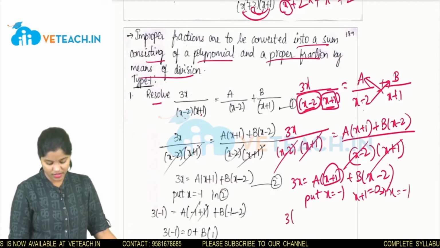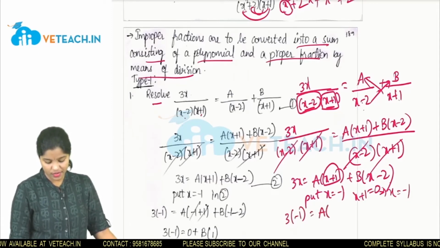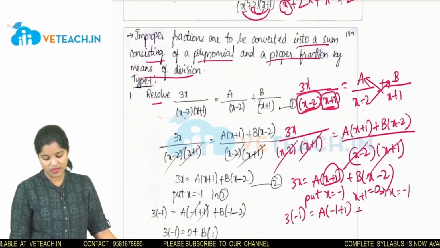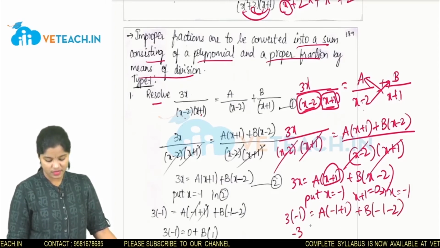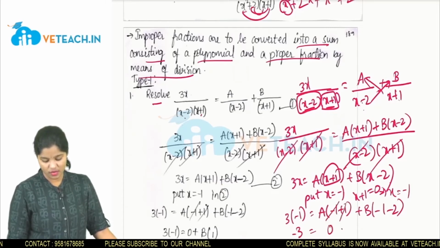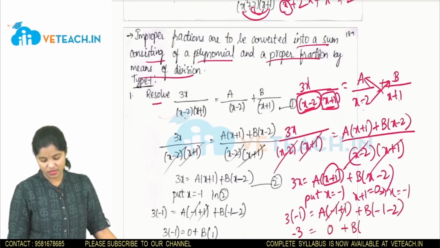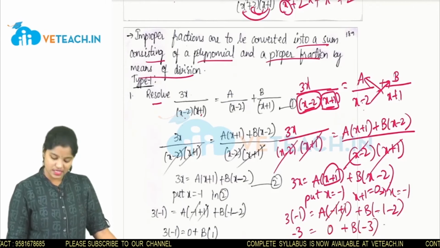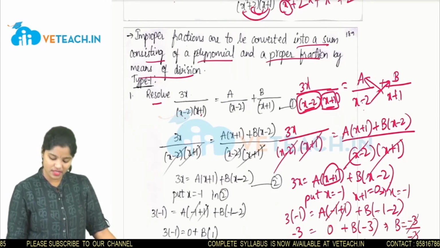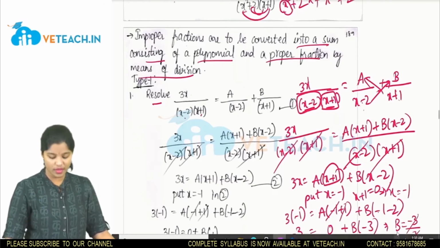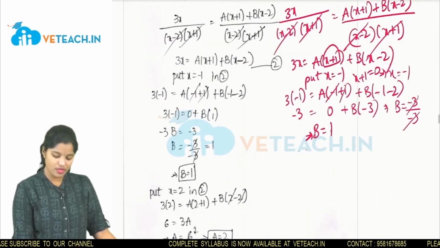We will get 3 into minus 1 is equal to a into minus 1 plus 1 plus b into minus 1 minus 2. That is minus 3 equals 0 plus b into minus 1 minus 2. That implies b is equal to minus 3 divided by minus 3. What will we get? b is equal to 1. That implies b is equal to 1.